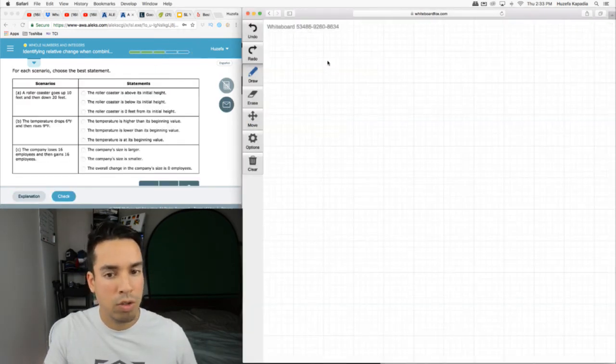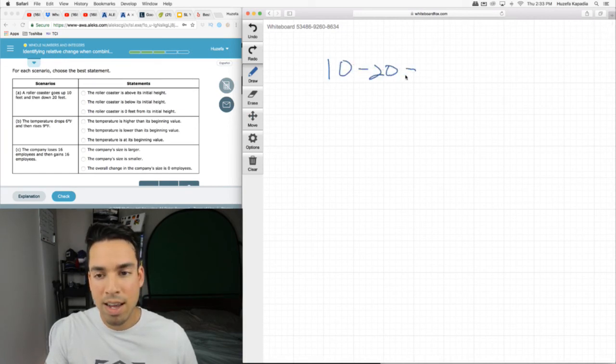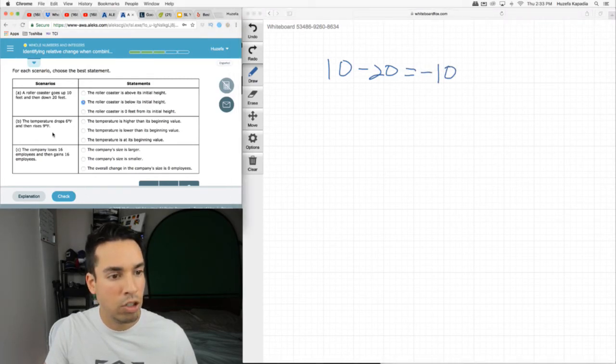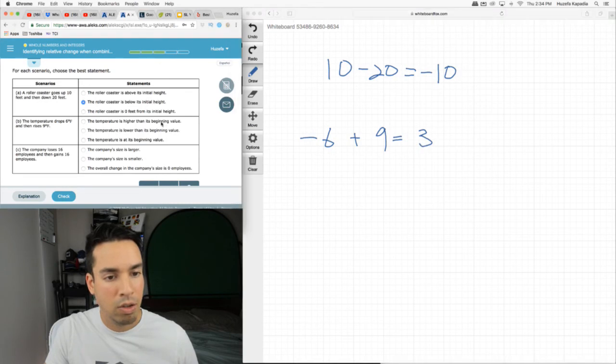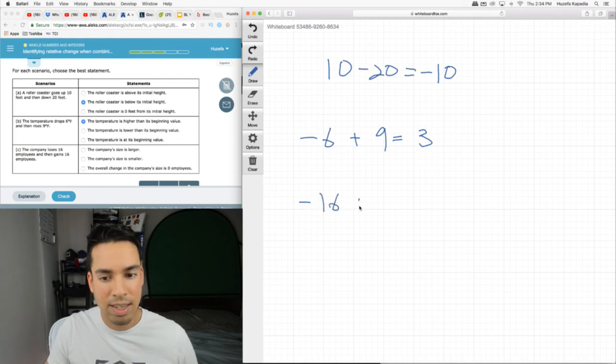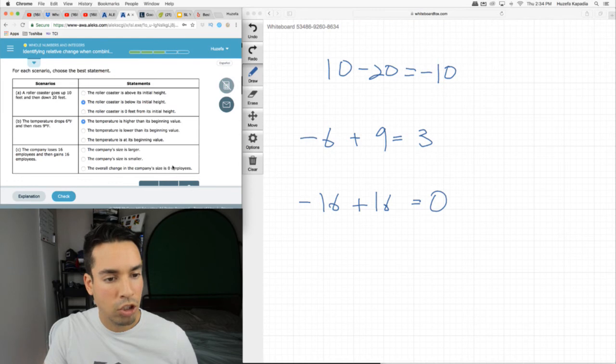Last one, a roller coaster goes up 10 feet, positive 10, and then down 20 feet. We are at a net loss of 10 feet, or negative 10. So the roller coaster is below its initial height. The temperature drops 6 degrees and then rises 9 degrees. Negative 6 plus 9 is positive 3. So it's higher than its original value. And the company loses 16 employees and then gains 16 employees, with a net change of 0, meaning the overall change in the company's size is 0.